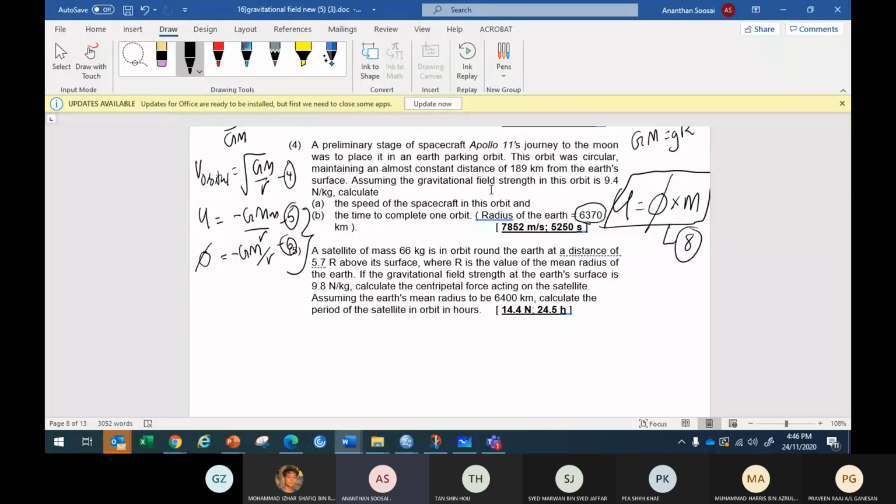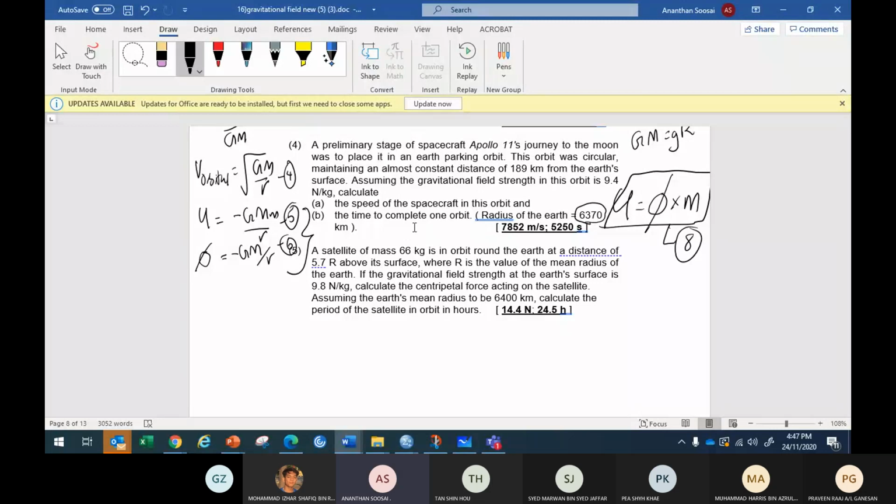Okay, class. So get some idea. Calculate the centripetal force acting on the satellite. It's found to be 14.4. How did they get it? It's a very small satellite, 66 kilogram. I think the first flight, the Sputnik by Russia, is around 70 kilogram, if I'm not mistaken. It's launched. It's a very low centripetal force.